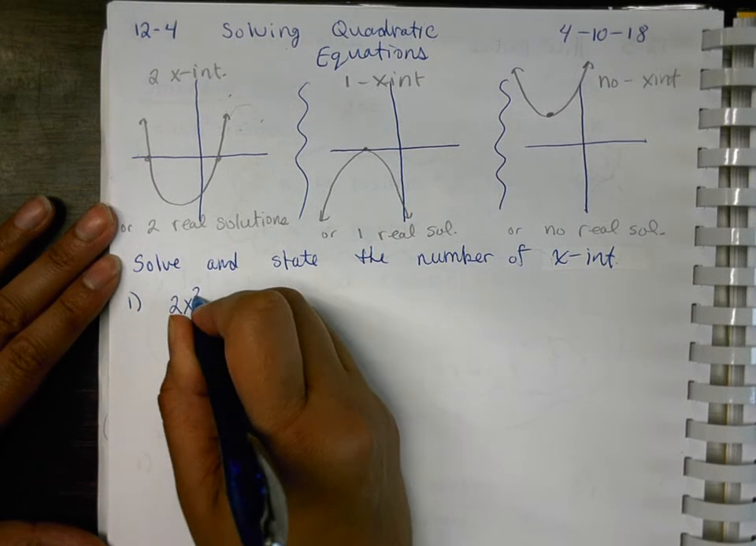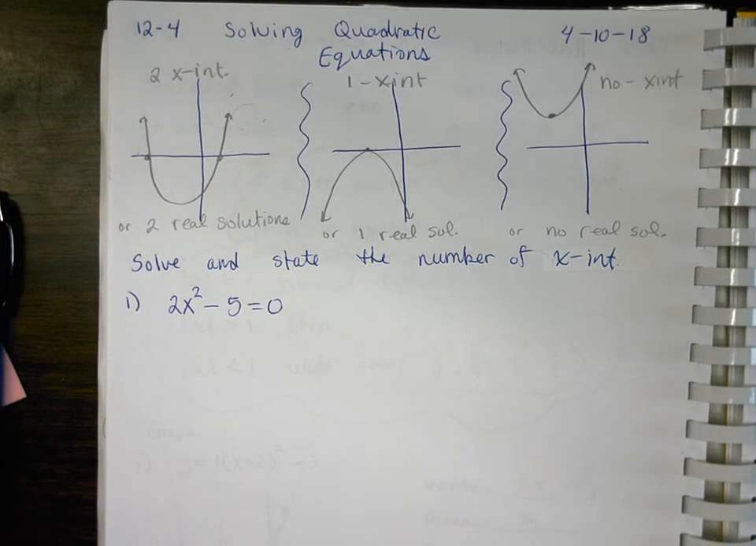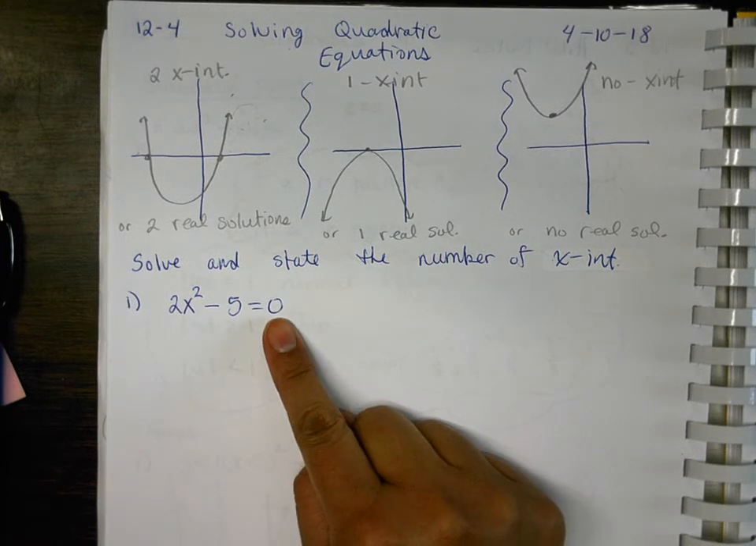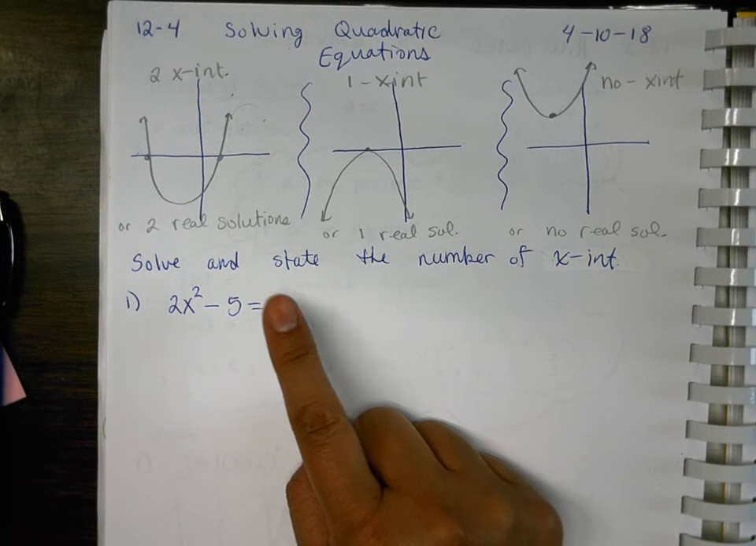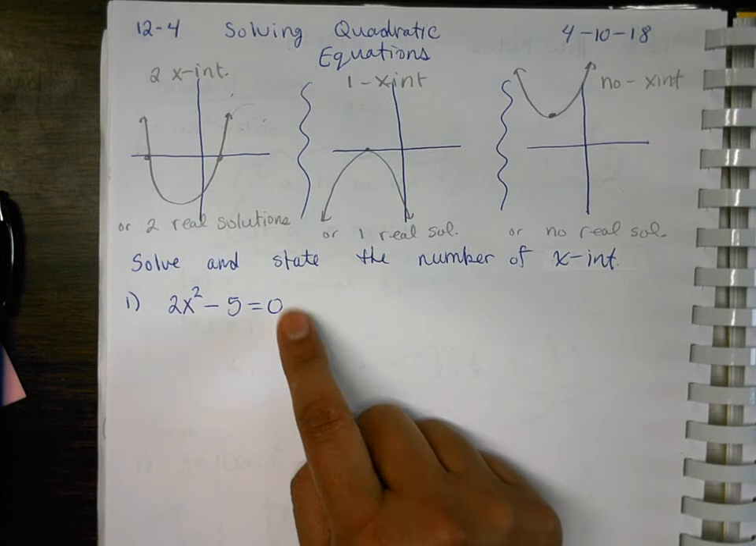2x squared minus 5 equals 0. How is this different from the ones we've had last week? It wasn't 0 last week. What letter did we have here? Y. Either y or a function, which we called function notation, f of x. F of x or y. Okay, so we haven't seen it with the 0. Now that we have, we're getting ready to solve.